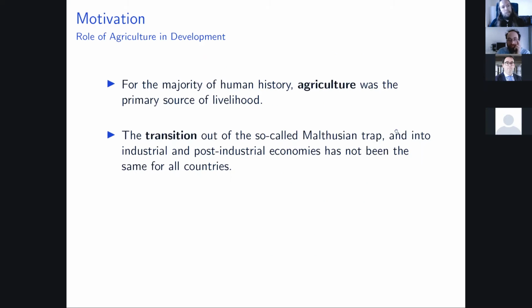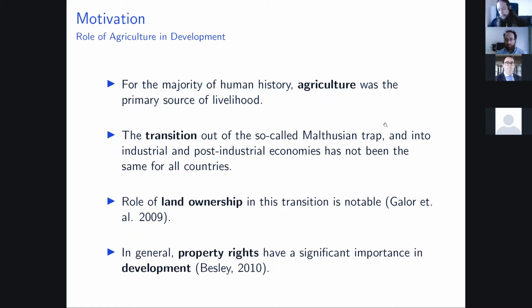As you can probably tell, if you are into this literature, you know that for the majority of human history, agriculture was the primary source of livelihood. The transition out of the so-called Malthusian trap and into industrial and post-industrial economies has not been the same for all countries. The role of land ownership is notable in this transition, if you are familiar with Galor and unified growth theory in general. Obviously, property rights have a significant importance in development. This has been a finding in this literature.